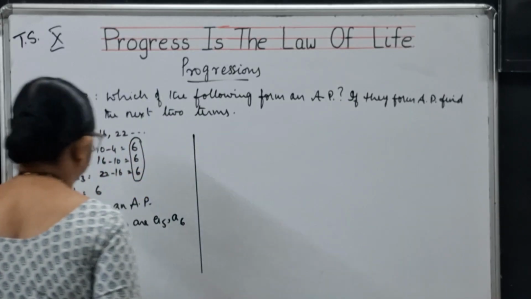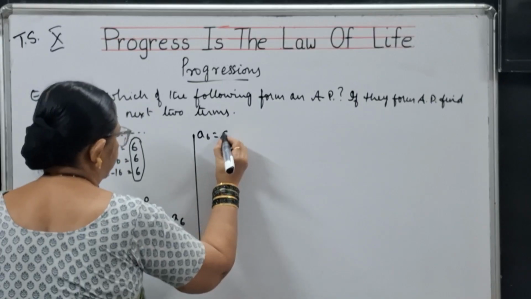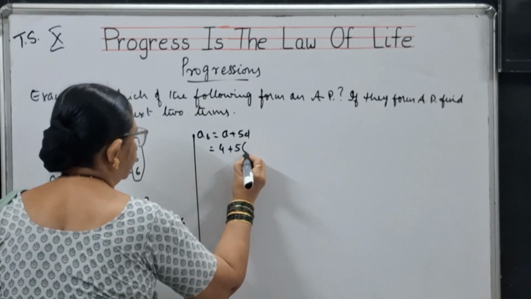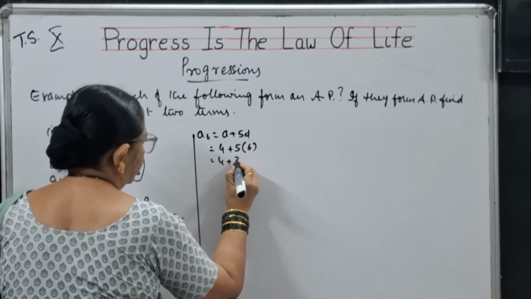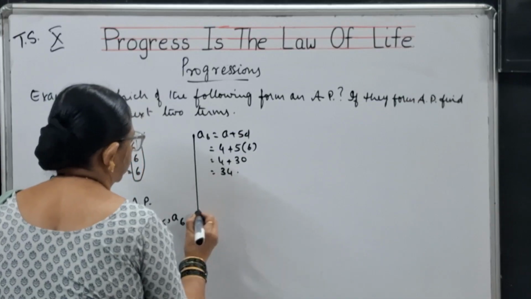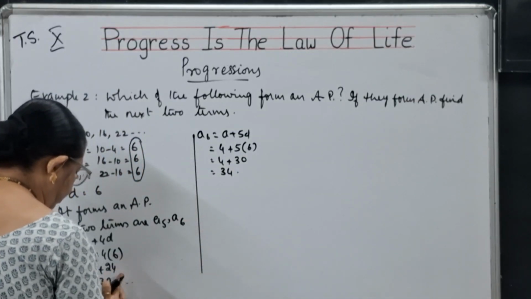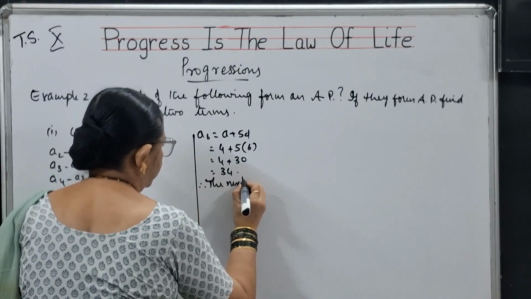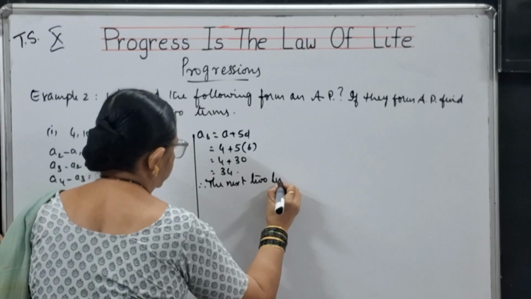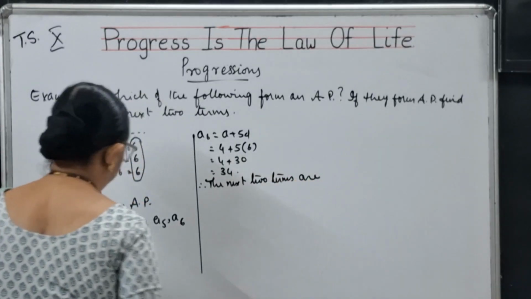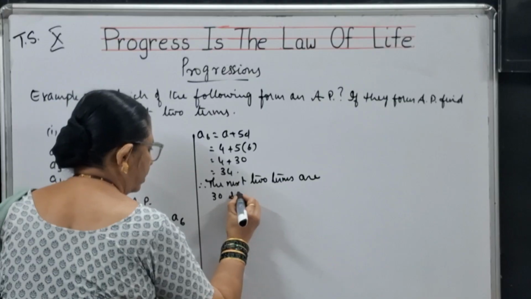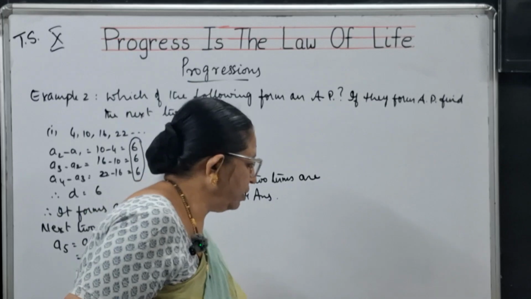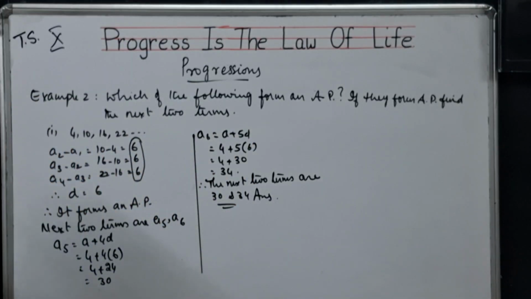Let us go for A6. A6 is equal to A plus 5D. A is how much? 4 plus 5 into D is 6. 4 plus 30, 34. So, let me write all the answers together. Therefore, the next two terms are 30 and 34. This is the answer for this bit, children. Please note it down. This is first bit.